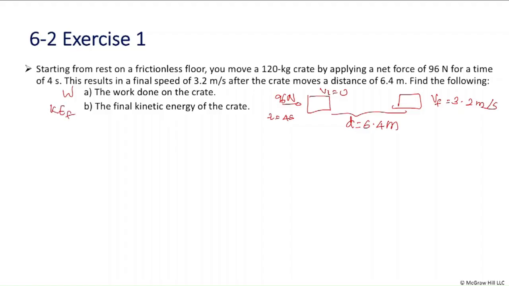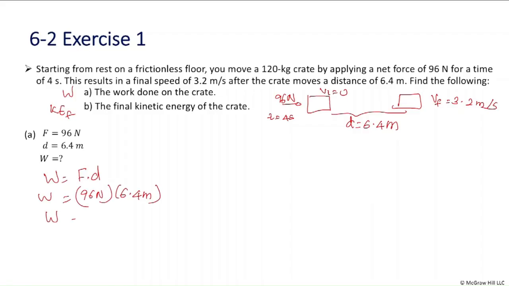Now these are the parameters given: the force, 96 Newton, and the distance, 6.4 meters. So can you calculate the work? Work is just the force times distance, right? F times d. Now here force is 96 Newton and distance is 6.4 meters. Therefore work done is 614 Newton meter, or 614 joules. 1 Newton meter is 1 joule.